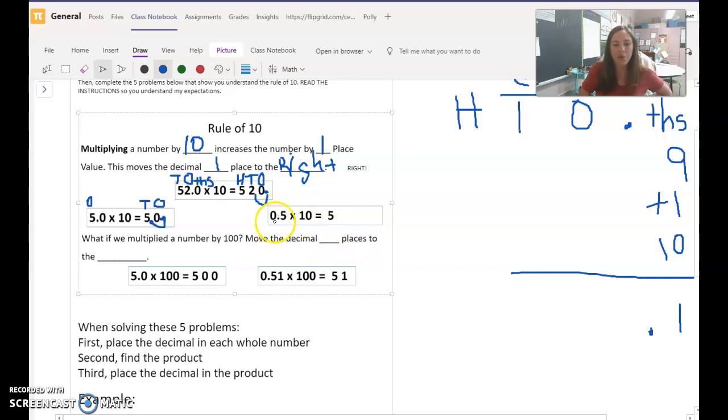Okay, in this example, we have 5 tenths. So let's mark our place values. Right now we have 0 ones, and we have 5 tenths. This is the tenths place value. When we multiply this by 10, what happens? Well, in our number 5, what place value is the 5 in? It's in the ones. That's an O, by the way.